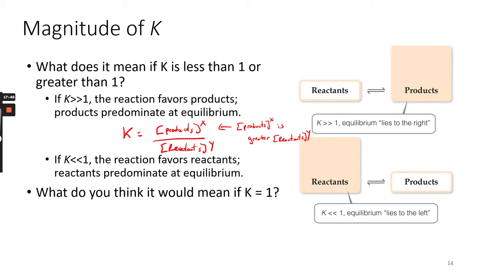So if K is significantly greater than 1, your equilibrium will lie to the right. Now what does it mean it lies to the right? It means that you will have a higher concentration of your products than your reactants.